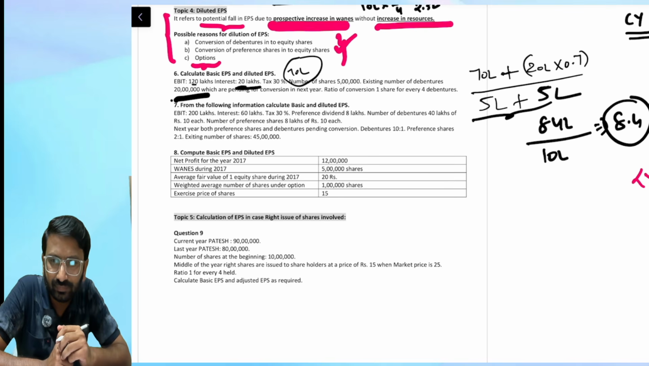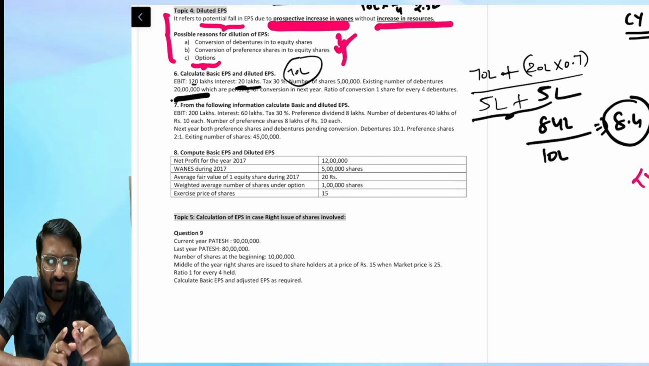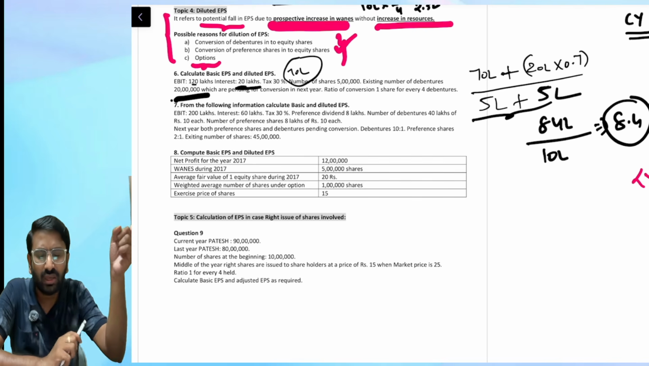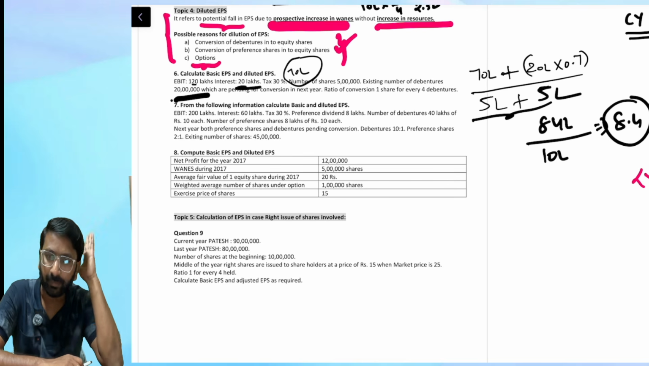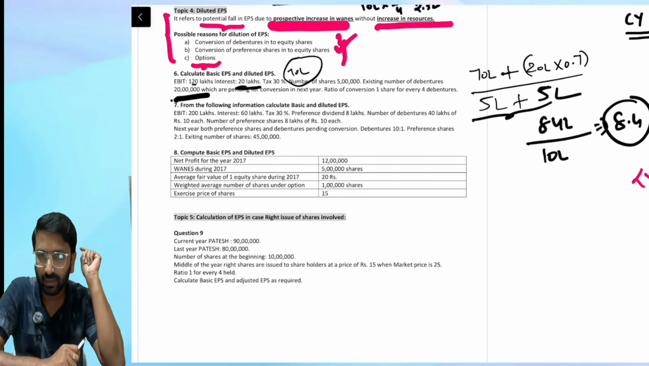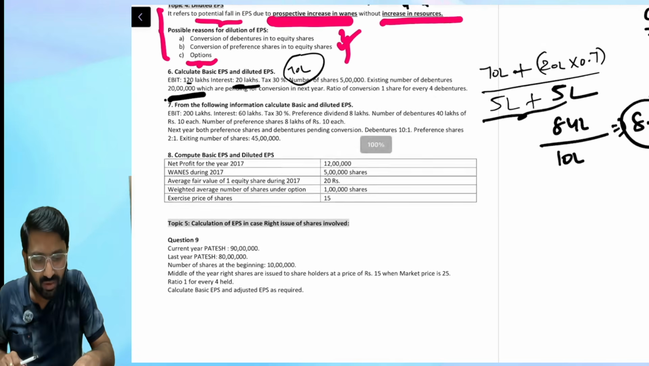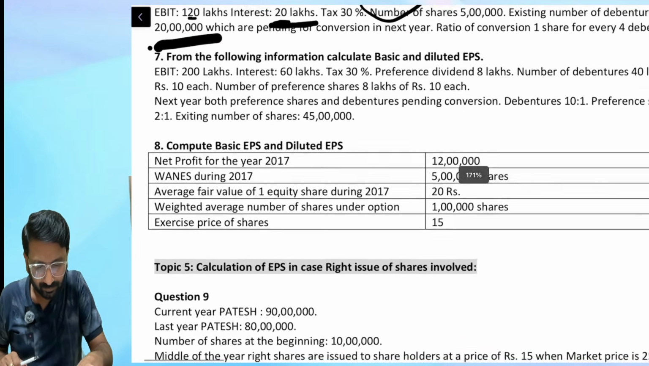Is that clear? Whenever you are converting debentures, in the numerator you should add interest net of tax. This is the point to be kept in mind. Is that clear? Okay. Now have a look at question number 7.